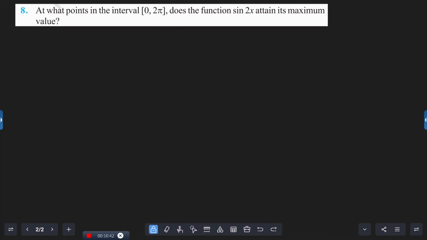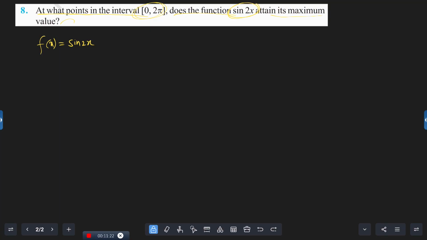Question number 8. Well, listen. At what point in the closed interval, this is also a closed interval, you can notice, does the function f of x equal to sine 2x, a trigonometric function, attain maximum value? At what point? See, they are not asking the maximum value, my dear. Listen carefully, they are not asking the maximum value. At what point means maxima they are asking, at what point it gives maximum value.